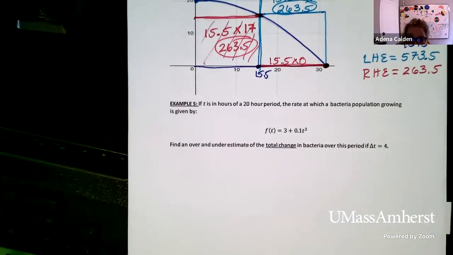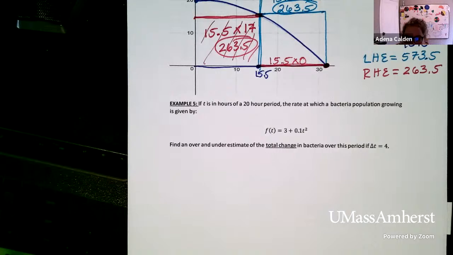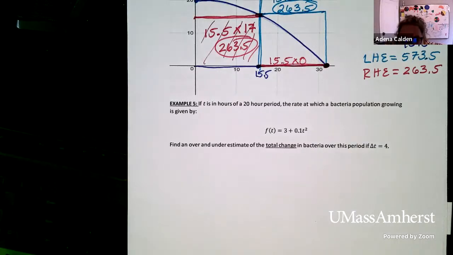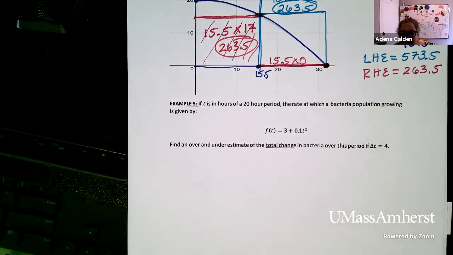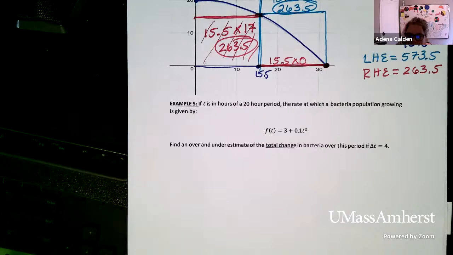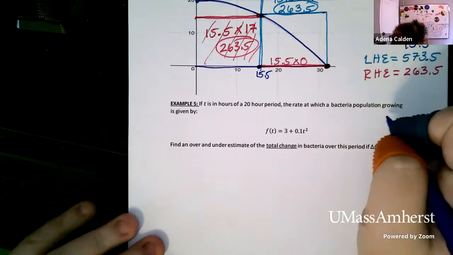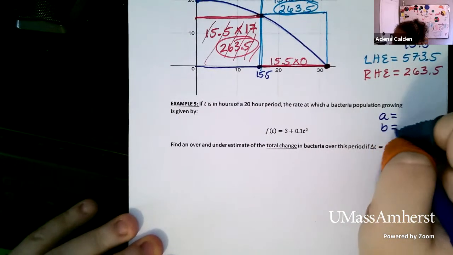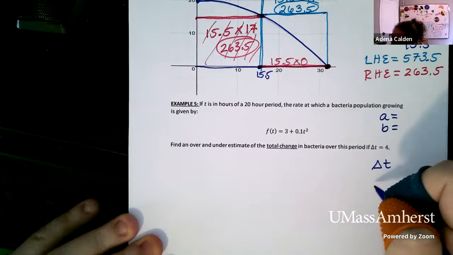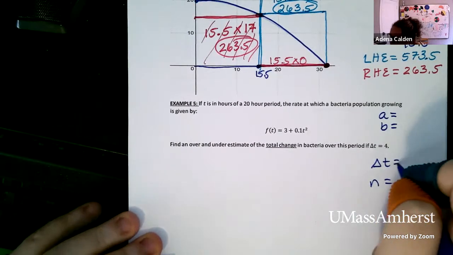So if t is in hours of a 20-hour period, the rate at which bacteria grows is given by f of t equals 3 plus 0.1 t squared. Find an over and under estimate of the total change in bacteria over this period if delta t equals 4. So we'd have to do something similar to the graph here, where we're really thinking about what is a, what is b, what is delta t, and what is n, right?